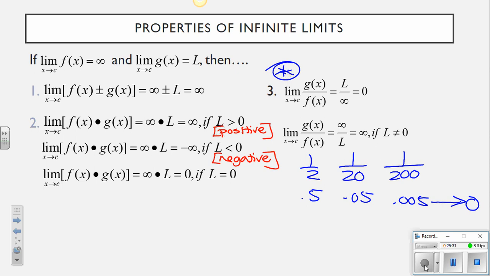However, if you have it the other way, where g of x is on top and f of x is on the bottom, actually that's an error. Can you guys fix that for me? What should this be? That should be f of x over g of x. Can you guys change that in your notes?